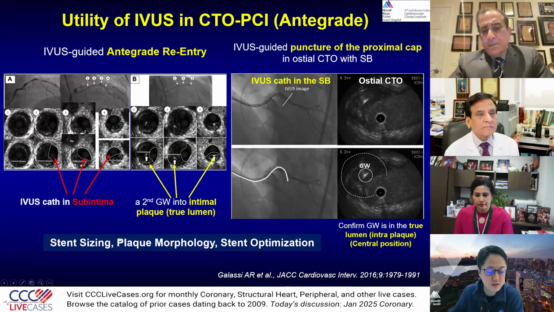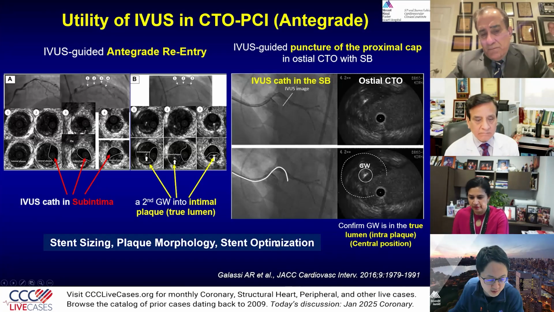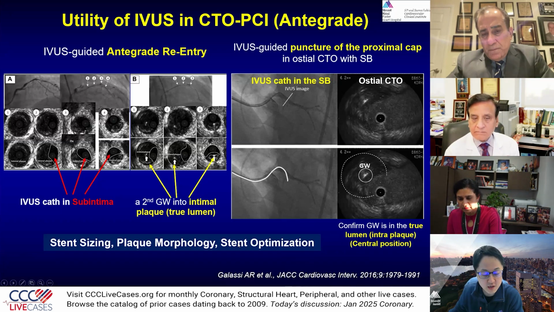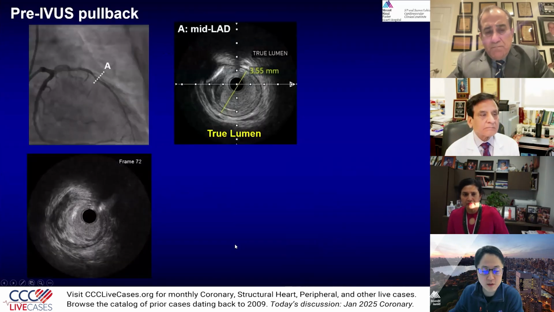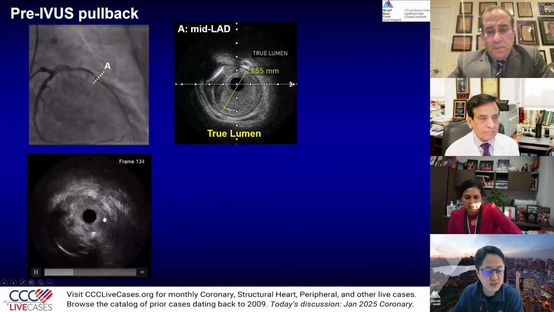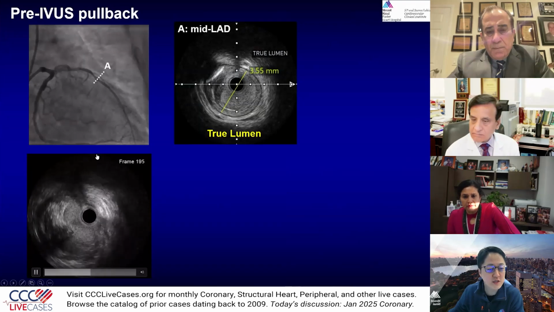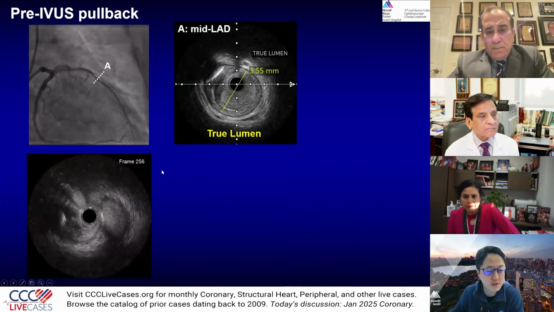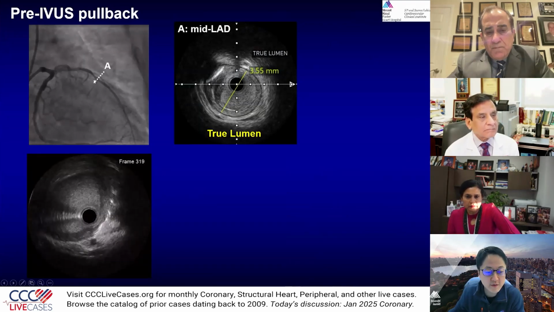And of course, it's important, after we cross the wire, to do sizing based on the vessel diameter, lesion length, and plaque morphology, how much calcium, lipid, or thrombus. And after the stenting, we can do the stent optimization to get the MSA and less complication like edge dissection. Actually, this is the initial pullback after we did a pre-balloon. And we are very relieved.